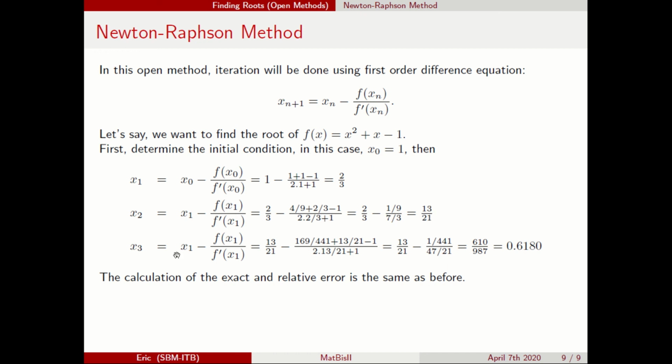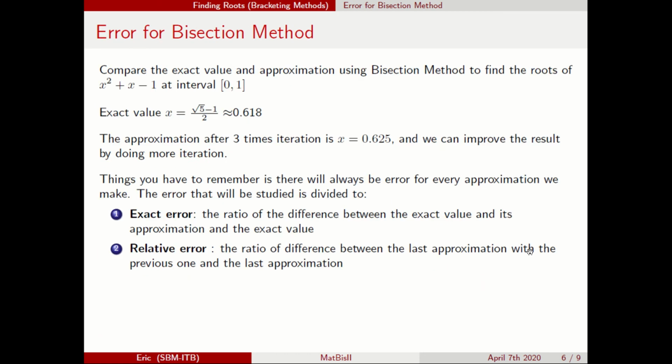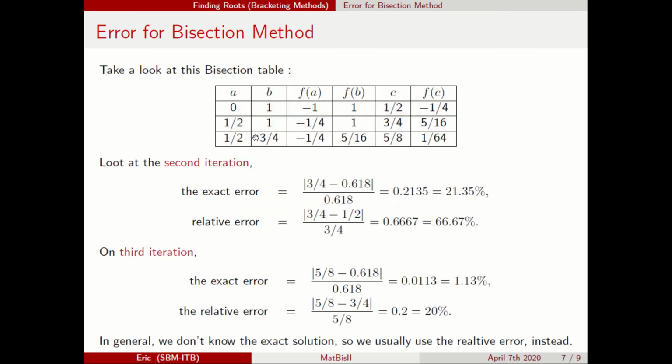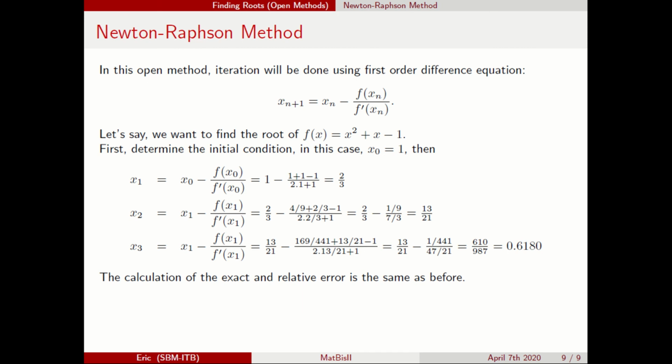You can do this for x3 and so on. After the third iteration, you have 0.6180, and the exact value is 0.618. Very, very accurate. So using Newton-Raphson is relatively more accurate, usually better than the bisection method. What about the calculation of exact and relative error? It's just the same as before.